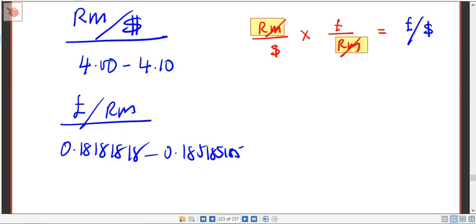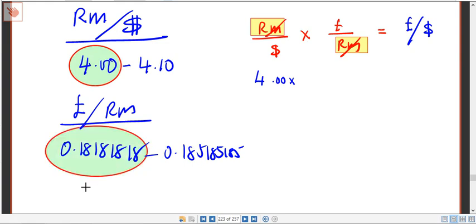Correct? Now, in this case, what are you going to do to get your exchange rates? You take your multiply. You take 4.0. I need to multiply with what? Now in this case, you're going to take the first set. Multiply means you take the first and the first set. Only when it's divided, you cross it.